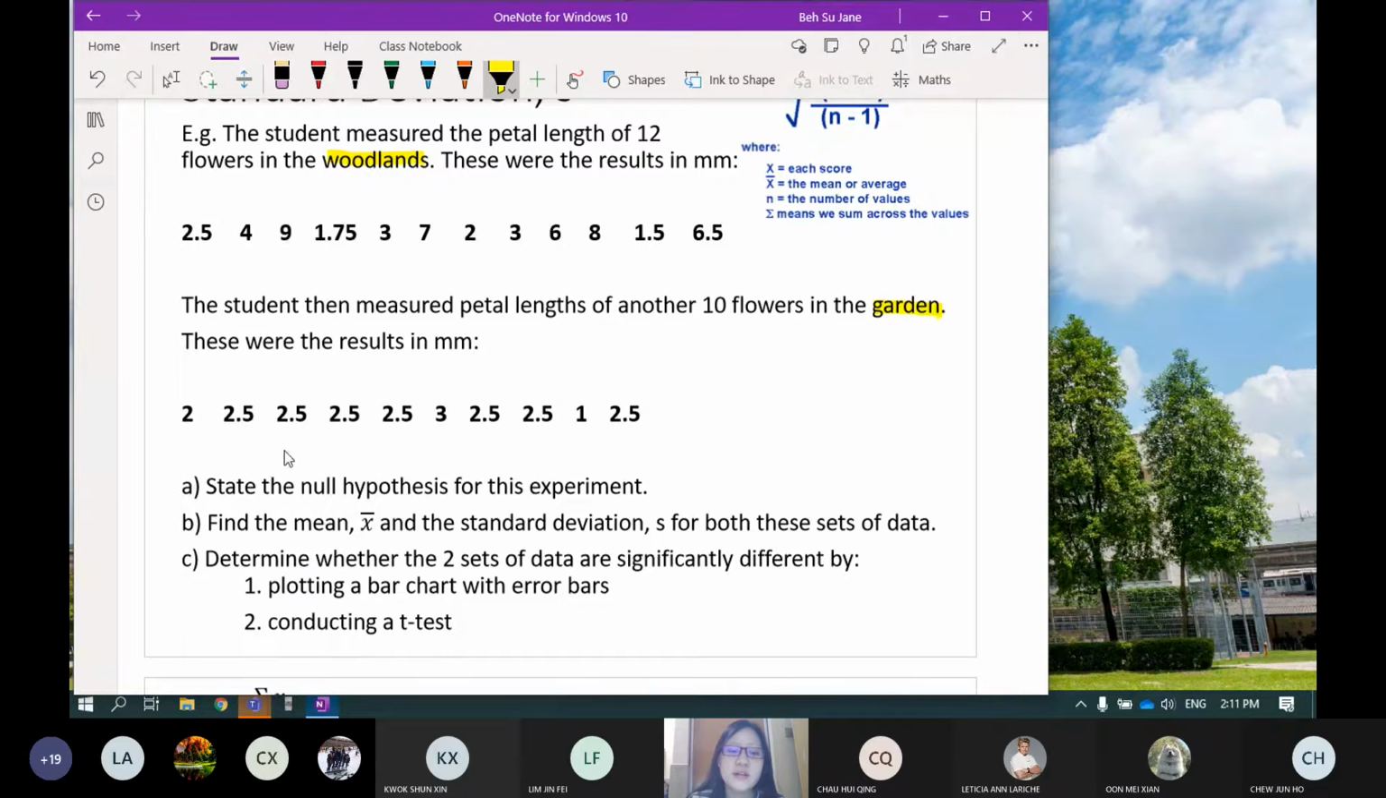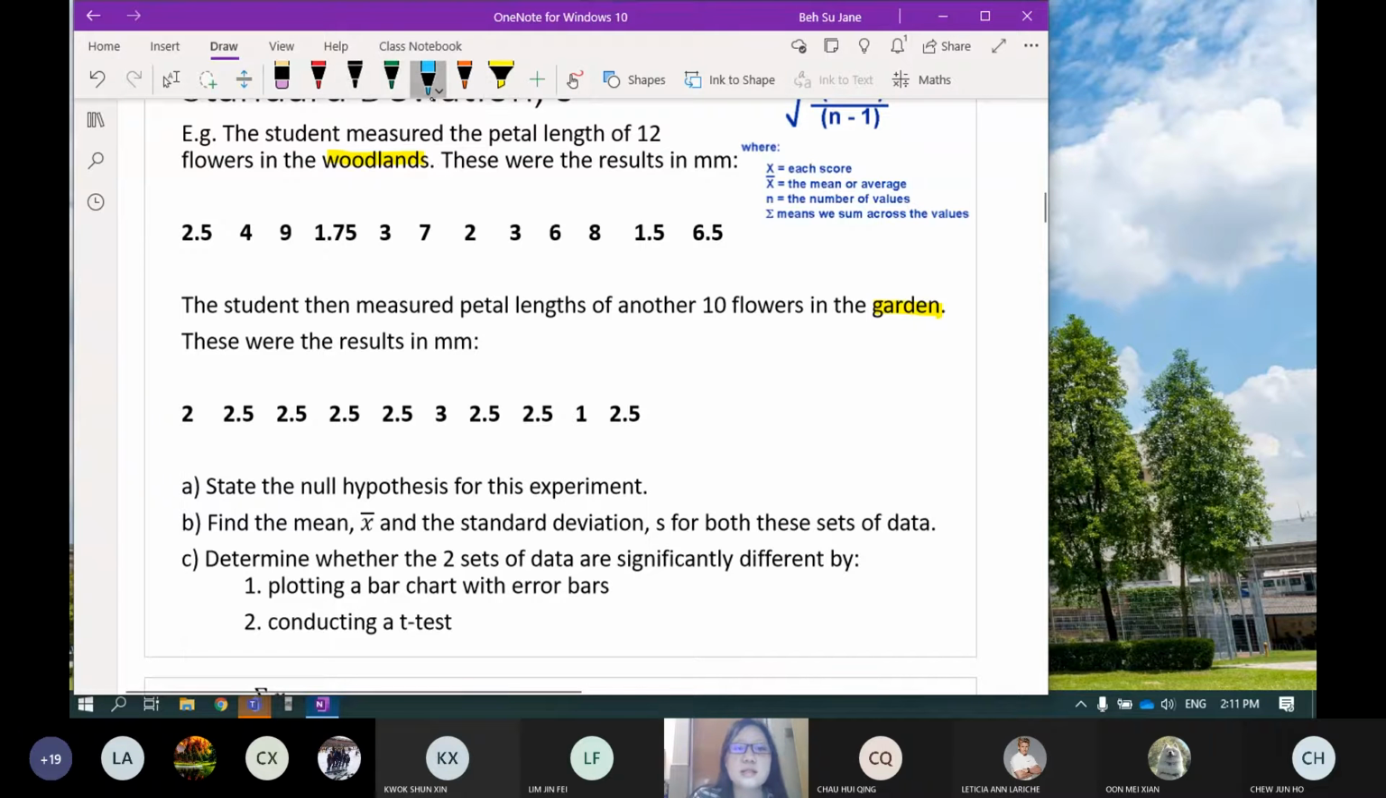Anyways, after that, we're going to find out whether the two sets of data are significantly different by plotting a bar chart with error bars. And we're going to check that answer by conducting a t-test. So step by step, let's do the null hypothesis first.